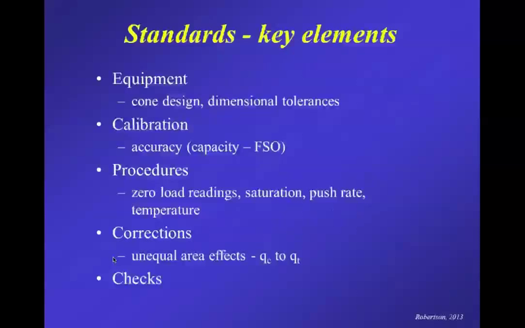So some of the key elements of the standards, key ones of course, are equipment. They go through quite a bit about describing the equipment, a little bit about cone design and dimensional tolerances, and those are the key points that we'll talk about today. There's always a section on calibration, and that's important because it does cover accuracy. And you'll see this term full-scale output, the acronym FSO, and the full-scale output is essentially the capacity of the cone, the maximum capacity for each of the sensors. So we'll come back to this.